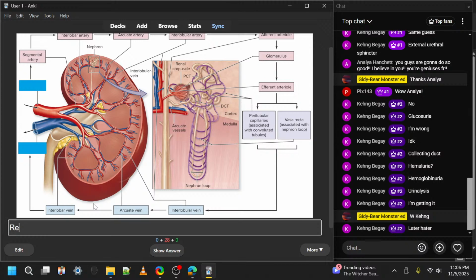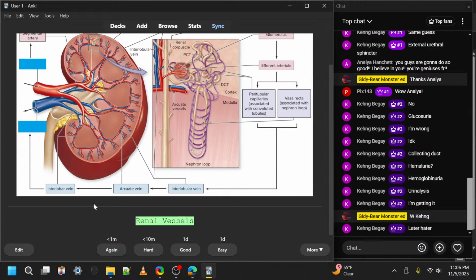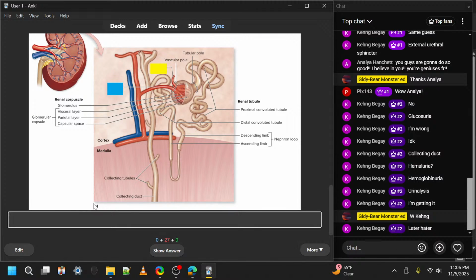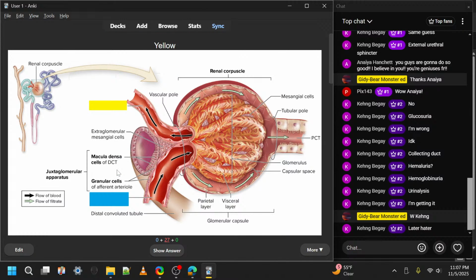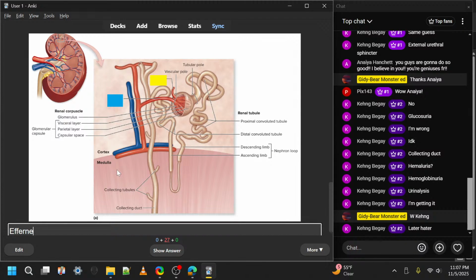This is the renal vessels. The yellow is the efferent arteriole.